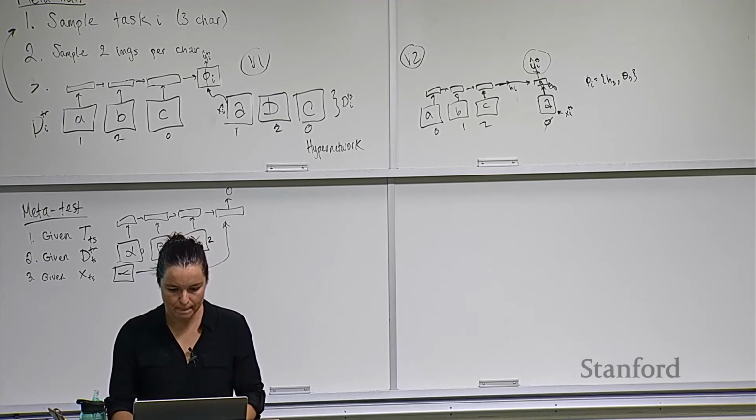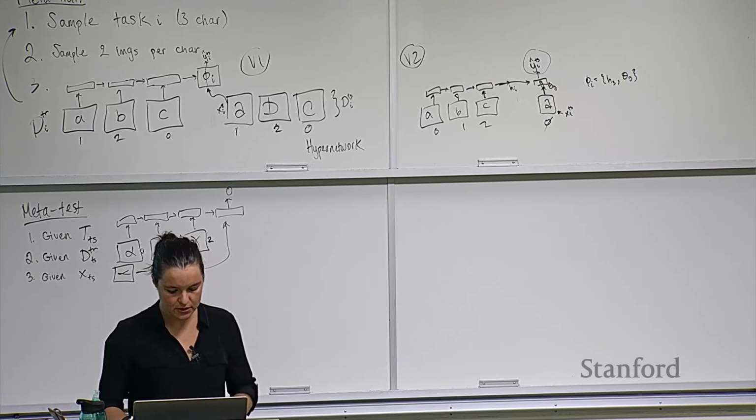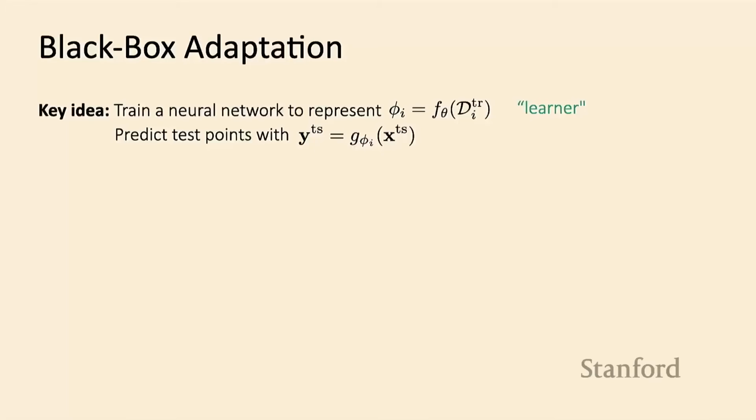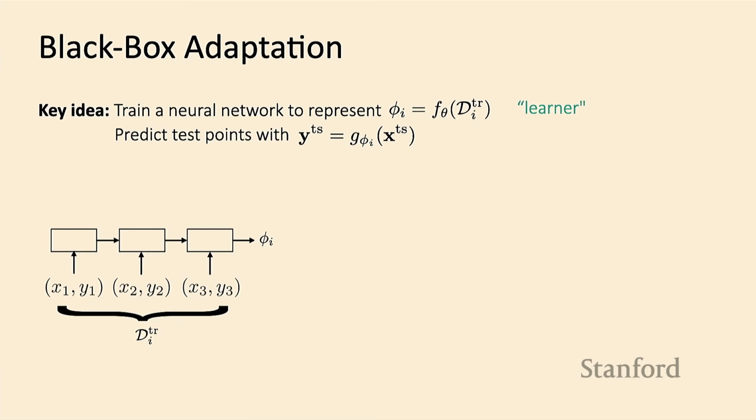Cool. So I went through a lot of that on the whiteboard because I felt like that would be easier and more intuitive to walk through. The slides have basically everything that we went through on the whiteboard. So version 1, we're going to be training a neural network to output these parameters. Then we're going to be predicting test data points using a neural network parameterized by those parameters phi_i. You can think of the first network as the learner, learning from these training data points, and the second network as the one actually making predictions using those parameters.